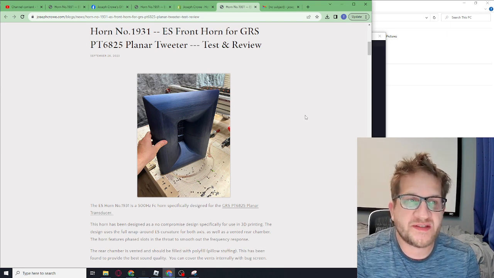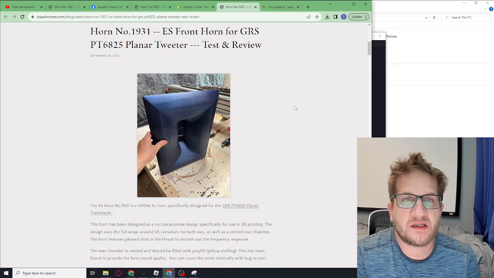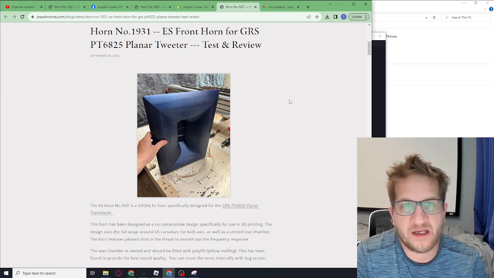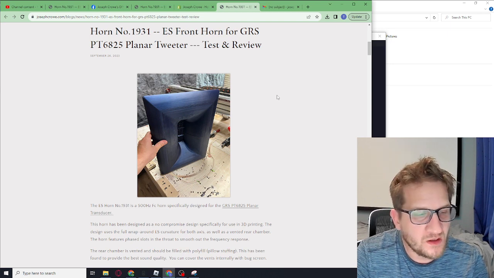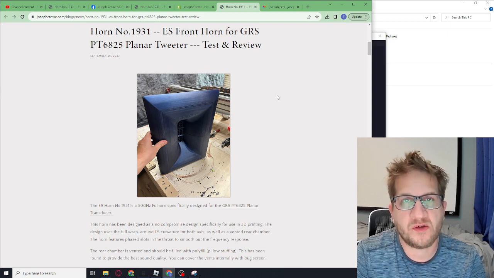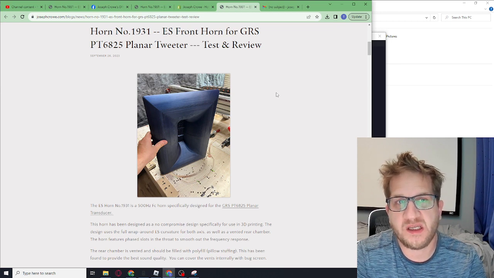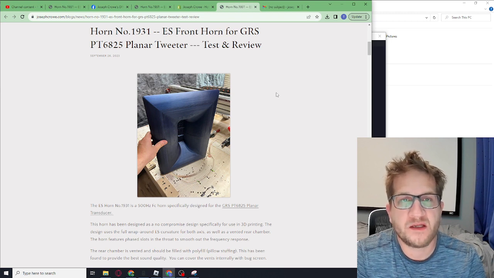Okay, so this is using the GRS PT6825 Planar Transducer. About 5 years ago, I started horn loading planar drivers, starting with the BG Neo 8, which is no longer available commercially, unless you can find them on the used market. GRS has been producing these for relatively affordable cost, and so this is kind of the third iteration.